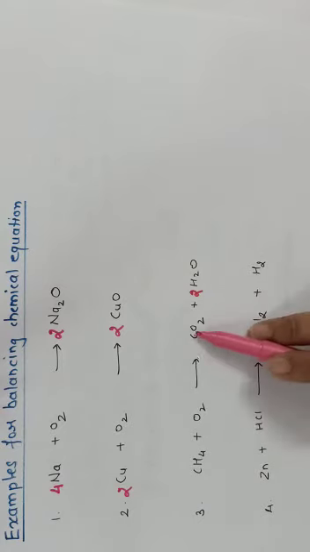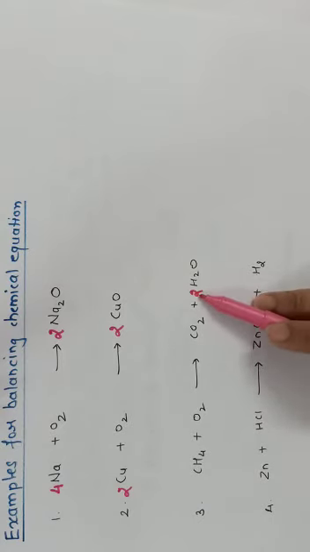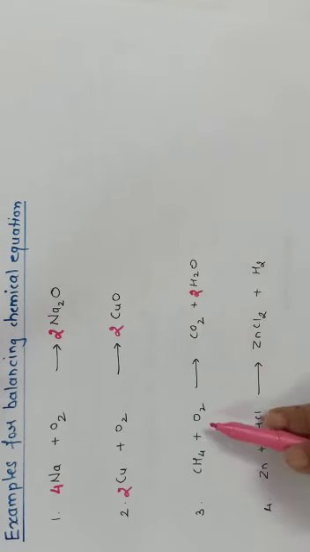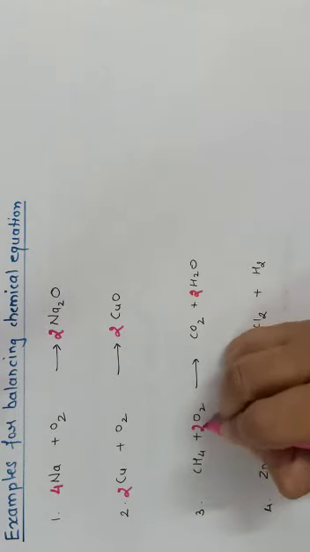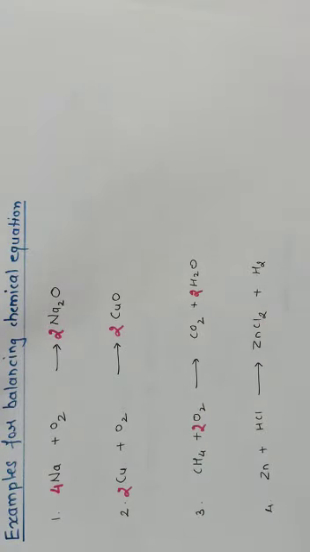Oxygen. Now oxygen here 2 and this 2, 4. These numbers will get added up. So there are 4 atoms of oxygen, but here there are only 2. So what can we do? Write number 2. So are you getting my point, dear student?